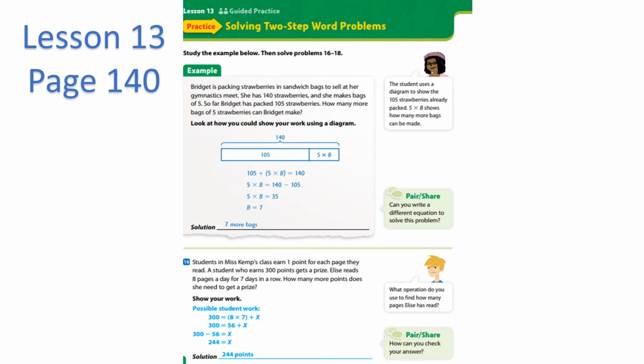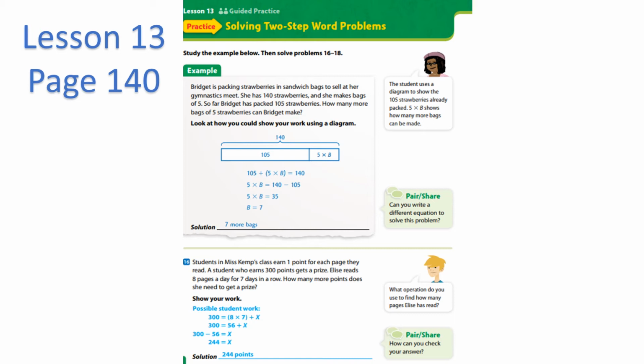We also know that she needs 300 points to get a prize. So our equation should be 300 equals 8 times 7 plus x. So we're seeing that x again as our unknown, and this is the number of points that she still needs to win the prize. We will take the total points of 300 and subtract 56, which is the number that represents the amount of points she has already earned to find the points she needs to get the prize.